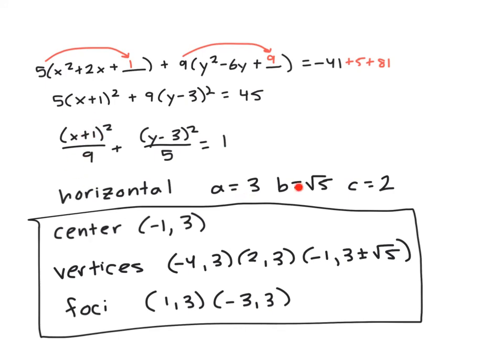A is 3, b is root 5, and c is 2. So our center is at (−1, 3). Our foci are going to be to the left and right because it's horizontal. So I take the c value and I add or subtract it to x. So that's how we got (1, 3) and (−3, 3). And then our vertices can be found by adding or subtracting the a and b values from x and y as well.